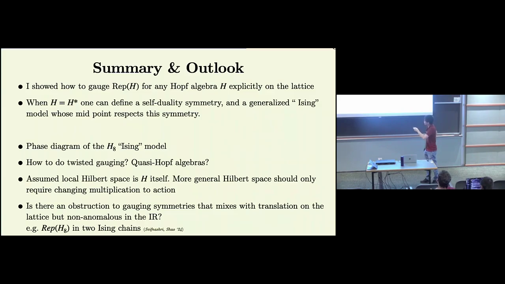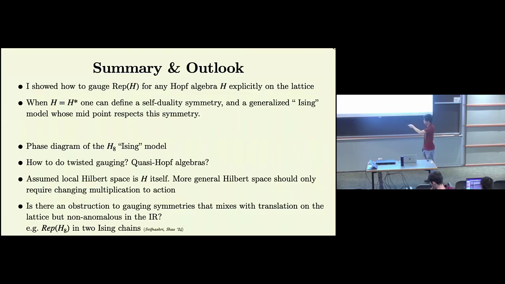Here, I restricted everything to just usual gauging. I actually don't know how to do twist gauging in this language of Hopf algebras. Maybe someone can tell me how to do it properly. Maybe you have to use quasi-Hopf algebras. I don't know the answer. So that's one thing I want to think about more.